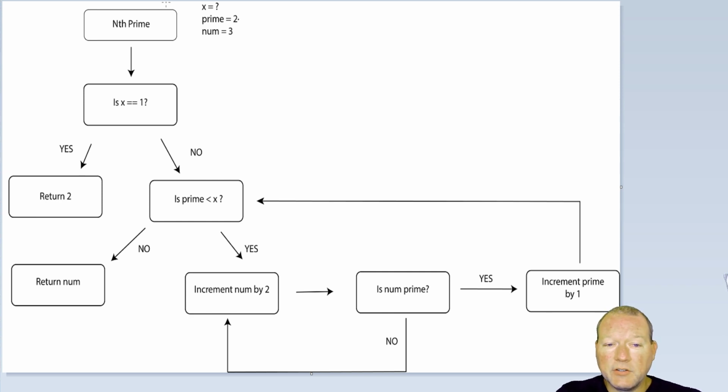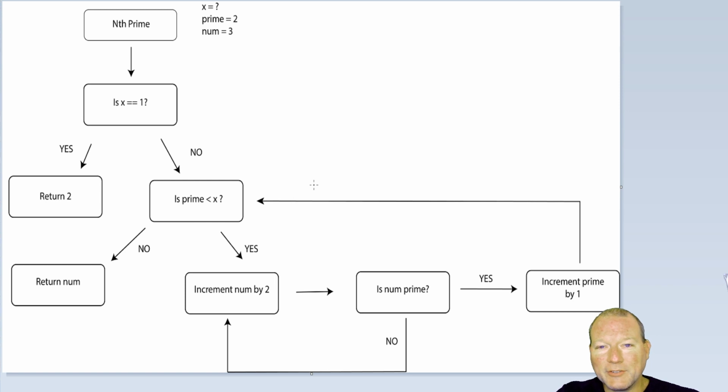Now what happens if they enter 3? So x is equal to 3 now. So all right, so if we get here and it's prime less than x, so this is 3, our prime count is 2. Why, yes, prime is less. So we need to come down here. We need to increment by 2. Now our number is 5. Well, we need to check and see then if 5 is a prime number, which it happens to be. So then we're going to then increment our prime count up to 3. And then we come all the way back around here.